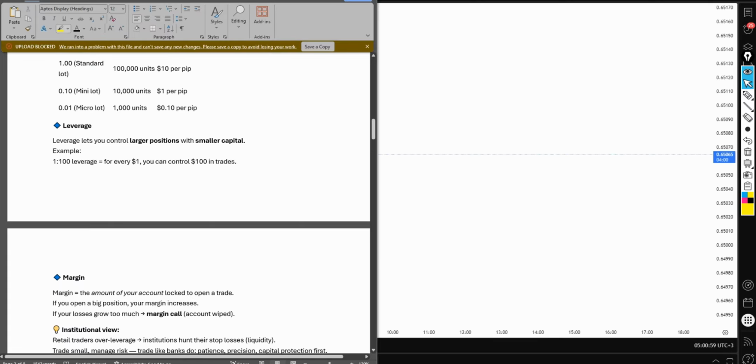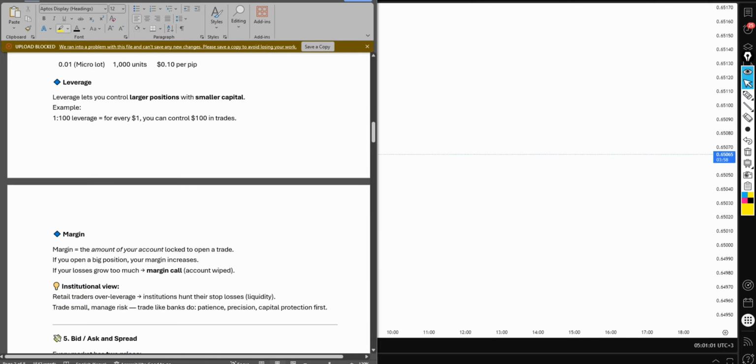Leverage lets you control larger positions with smaller capital. For example, with 1 to 100, for every $1 you control $100 in trades. Leverage can work in your favor or against you. It actually makes you trade like you have more capital in your account. The higher the lot size you use, the higher the losses and the higher the wins, so it can work either in your favor or against you.